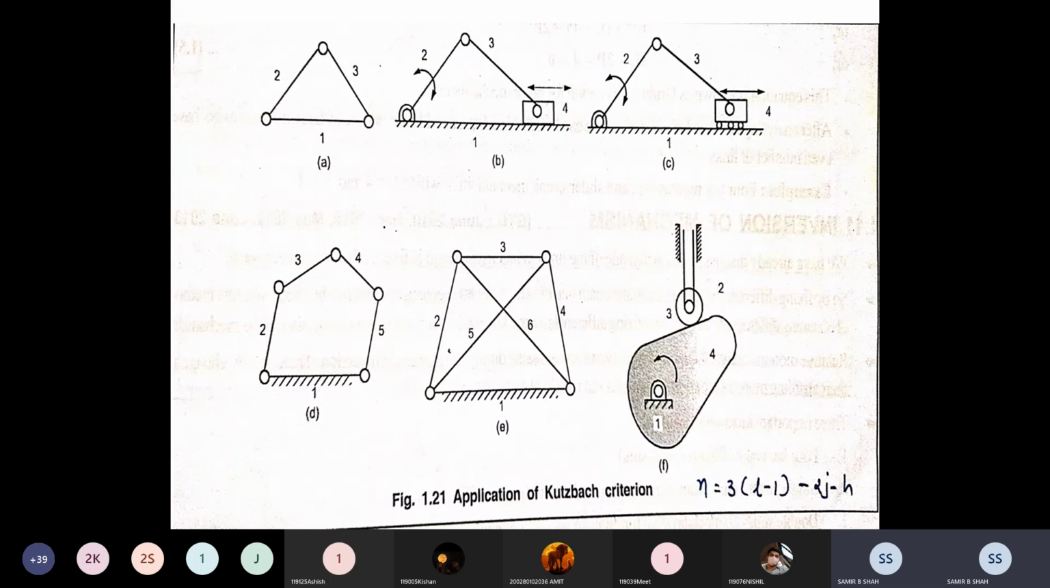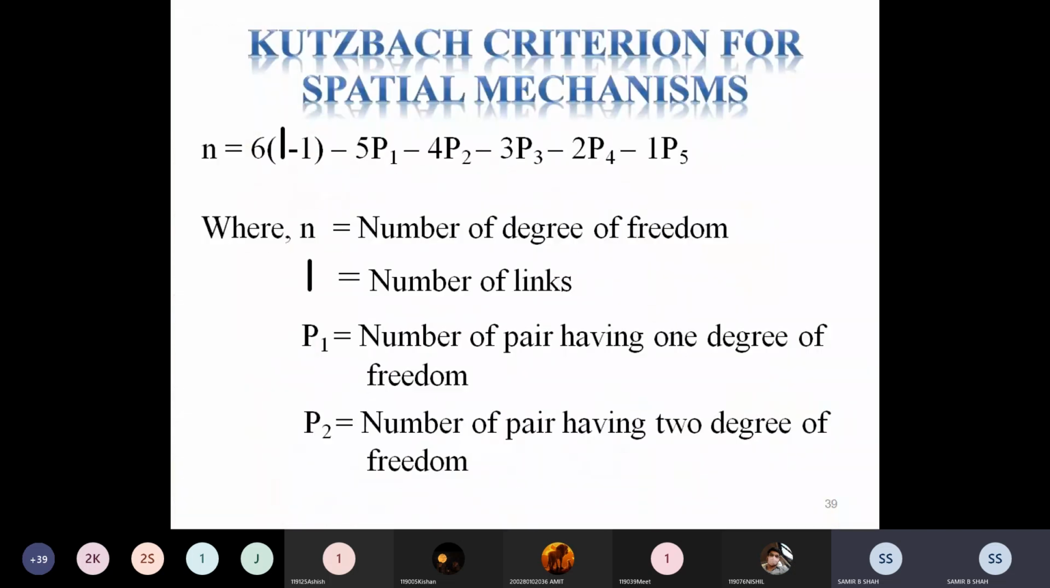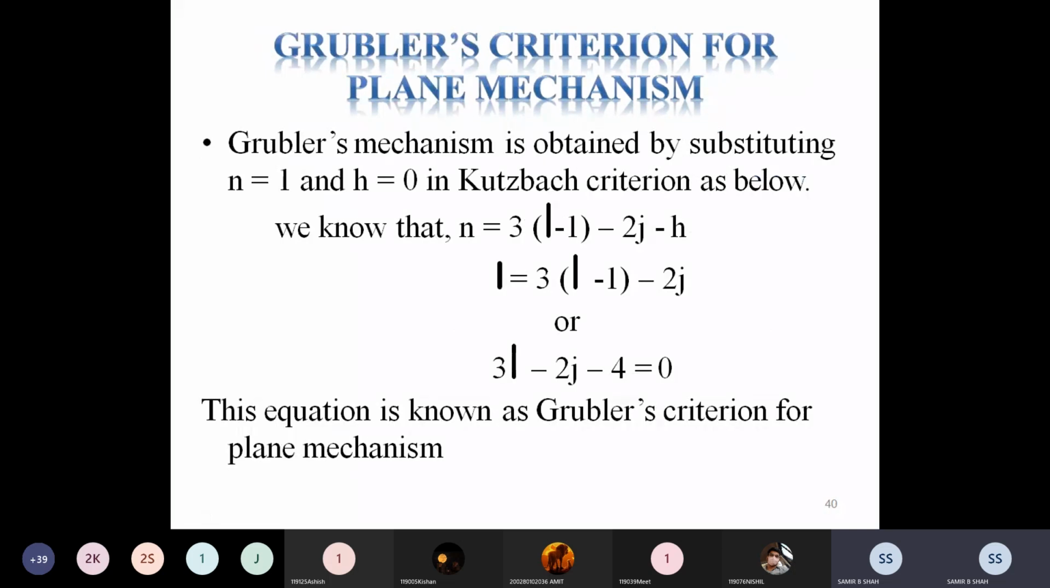The remaining ones you should try to finish in your own way. How many degrees of freedom do you get in D, E, and F? You just have to mention it in the comment box, and if your answer is right, I will check your answer. After that, we discussed initially the meaning of spatial mechanism and how it may be defined. And based on that, we discussed Grubler's criterion.